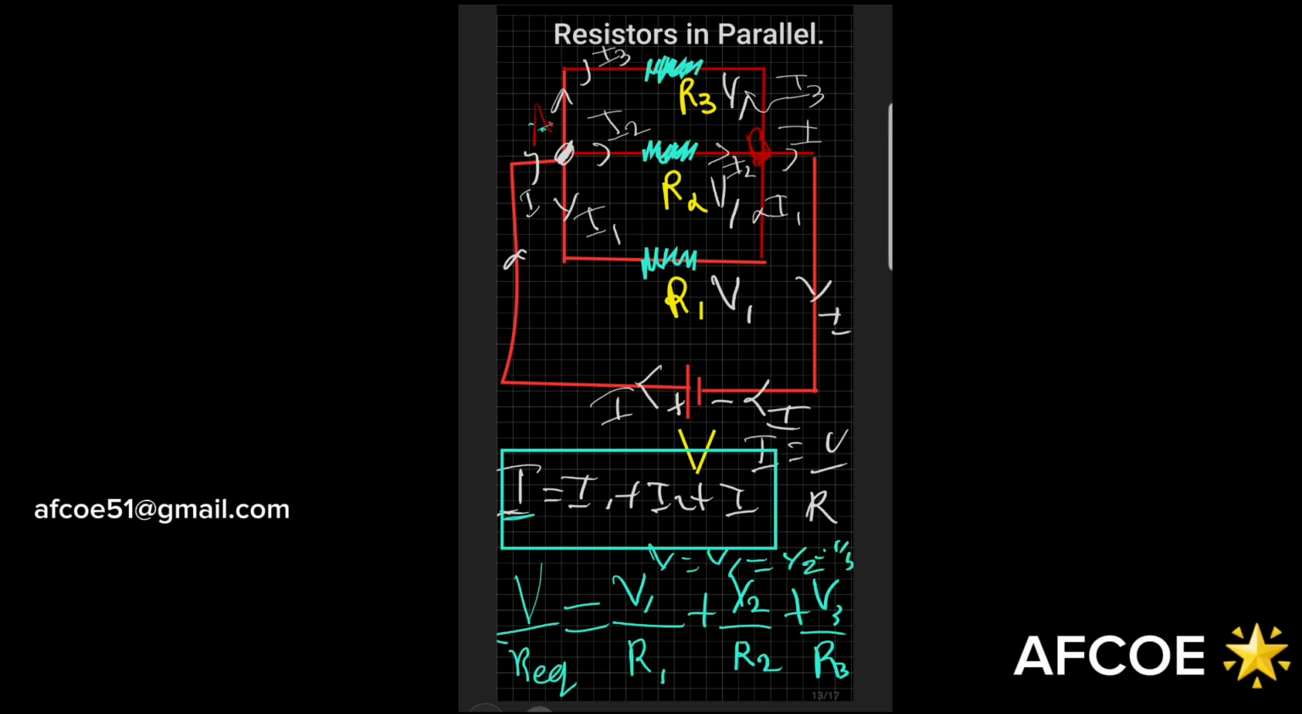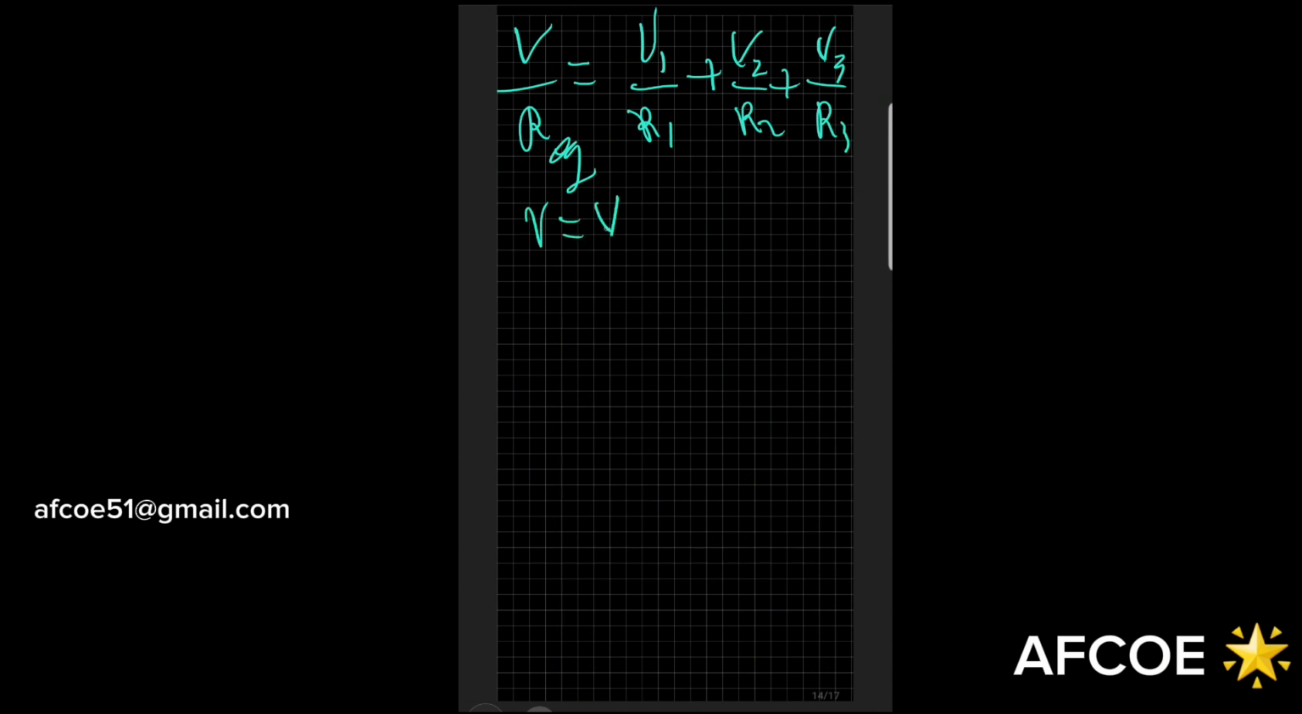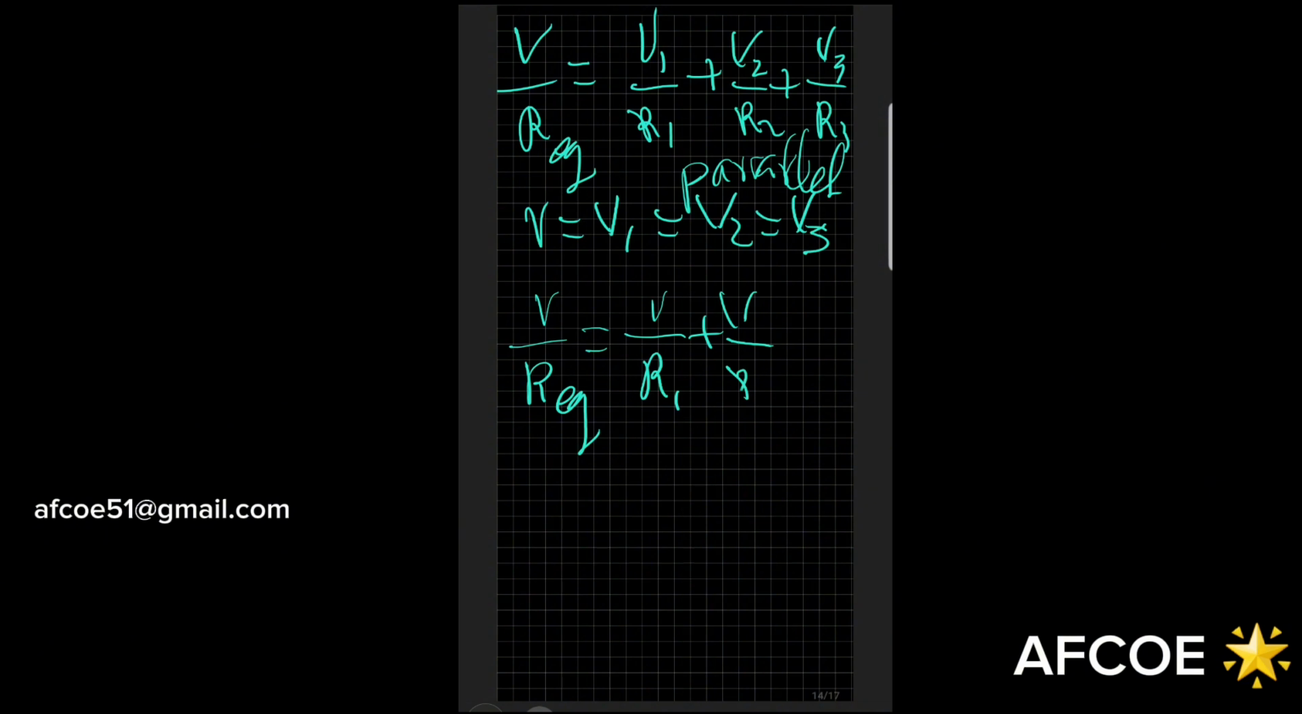Right? So from there, let me say we take a new page. I have V over R equivalent is equal to V1 over R1 plus V2 over R2 plus V3 over R3. So we are saying that V is equal to V1 is equal to V2 is equal to V3 for resistors in parallel. If I replace everything as V, we have V on R equivalent equal to V on R1 plus V on R2 plus V on R3.